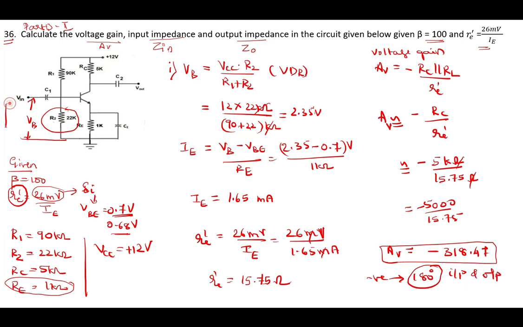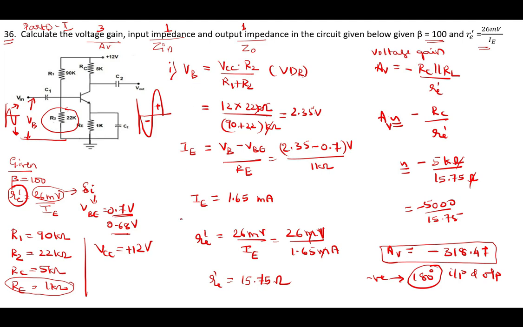That is, if the input signal is like this, I will get the output amplified signal in this direction. Whenever I apply a positive half cycle, I will get a negative half cycle. Whenever I apply a negative half cycle, I will get a positive half cycle. So to calculate voltage gain, I need to do all these calculations. Just for voltage gain, the allotted marks will be 3, this will be 1, this will be 1. 3 plus 2, that is 5 marks.